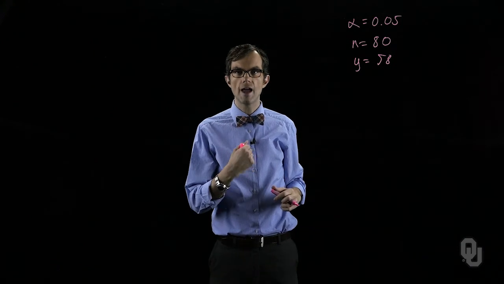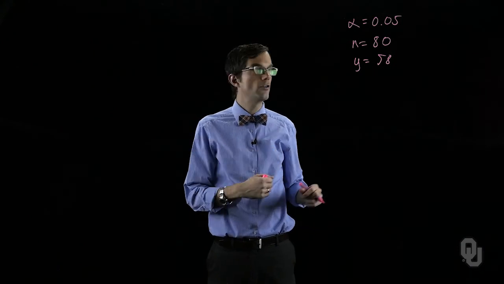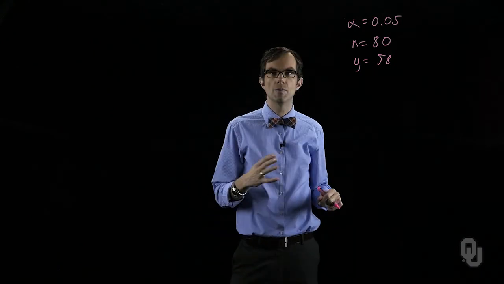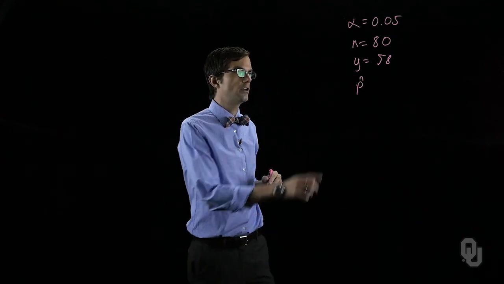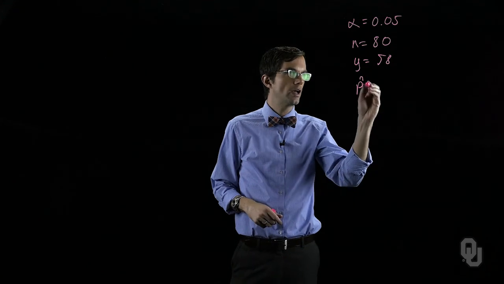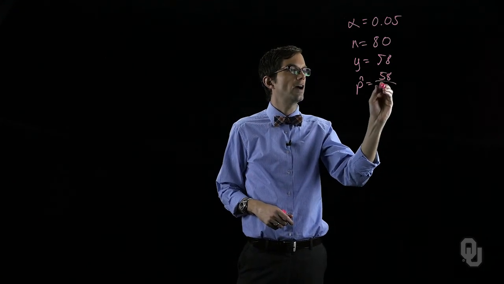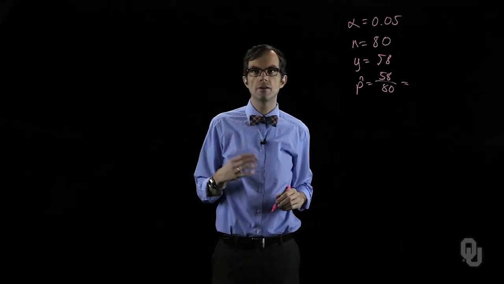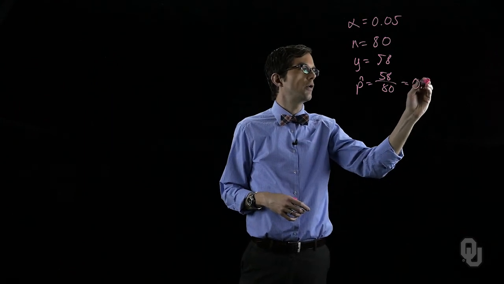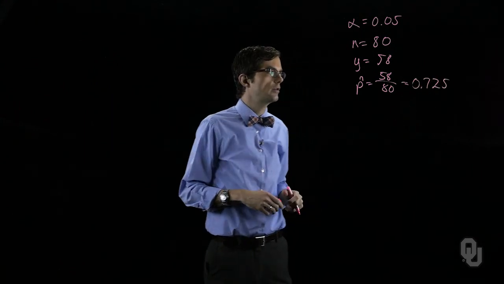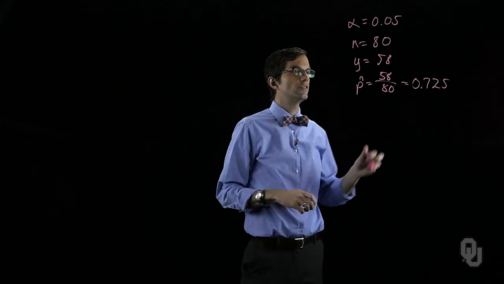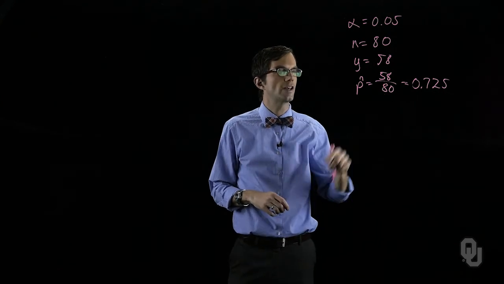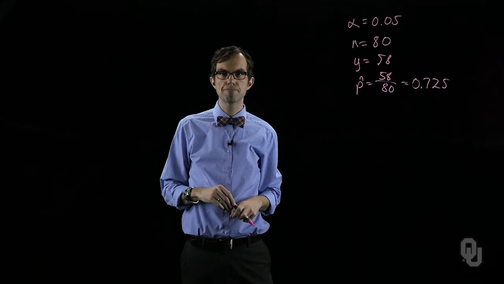So what is our point estimate for the proportion of cans that meet specifications? That is p hat, that's how we denote the sample proportion, and that is 58 divided by 80. That happens to be 0.725. So 72.5% of cans meet specifications based on this sample of 80.